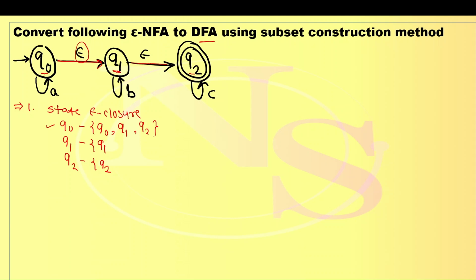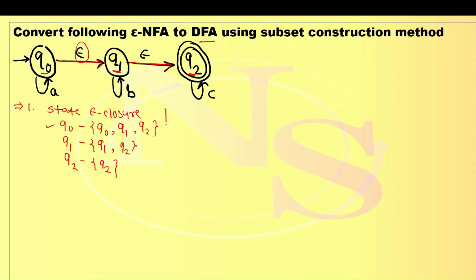Similarly, the epsilon closure of Q1 is Q1 itself, comma, Q1 having an epsilon transition can reach Q2, so here Q2 also. Then the epsilon closure of Q2 is Q2 itself, and there is no epsilon transition, so it only contains Q2. This is the first step.